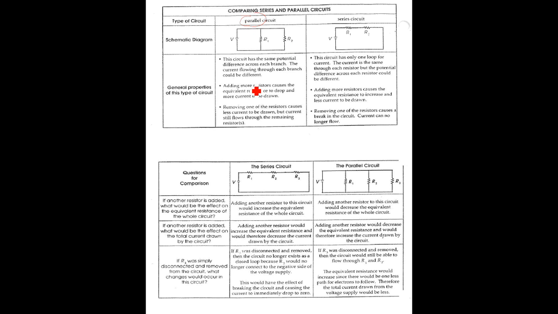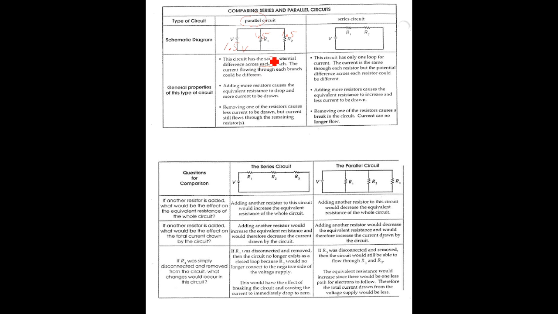As it says here, the circuit has the same potential difference across each branch. So whatever we have for the voltage coming out of here, if it's 1.5 volts, that's going to be the same that's going down this branch and that's going down this branch.